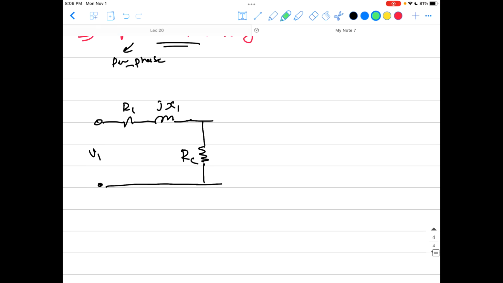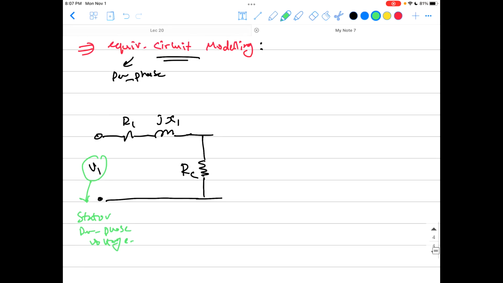Let me just remind you what those are here. V1 is the stator per phase voltage. That is the voltage applied to the stator winding from your supply, but because we're talking about a per phase equivalent circuit, everything here is per phase. R1 plus jX1 is your stator impedance. That is the impedance of the stator winding.